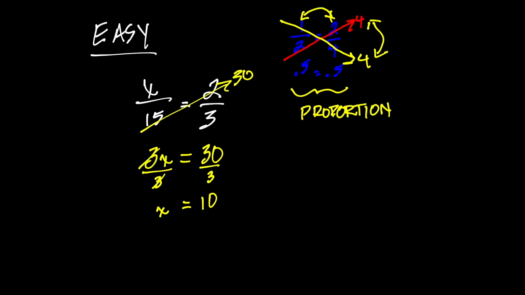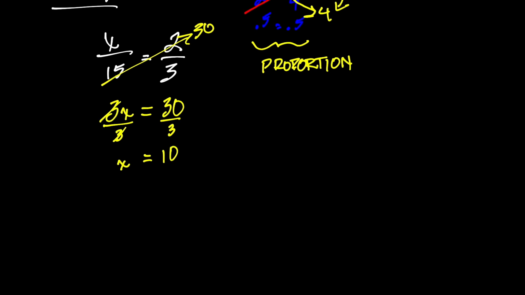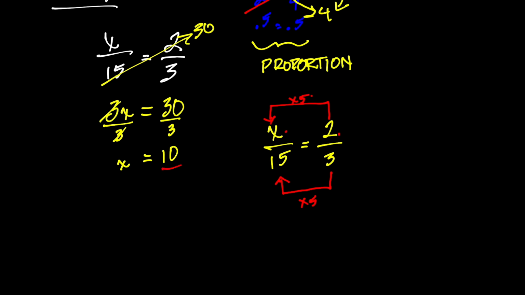Now, sometimes people might say, hey, why do I have to use cross multiplication? Can't I just recognize that to go from right to left, that's like multiplying by 5? Couldn't I have done the same thing here? And the answer is yes, absolutely could have. 2 times 5 is our 10.